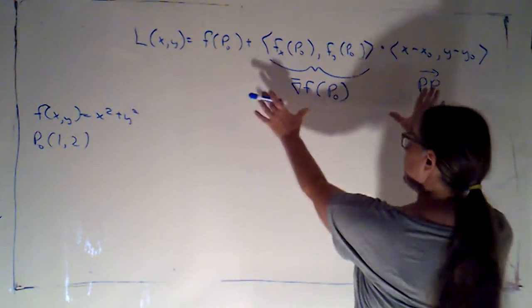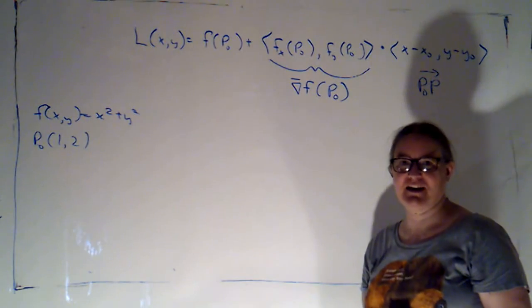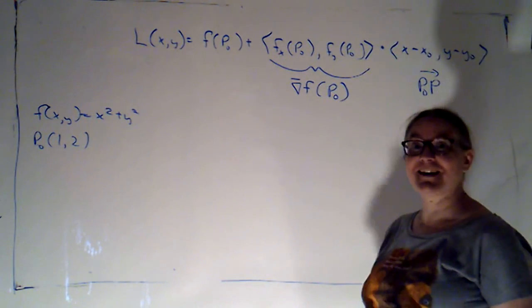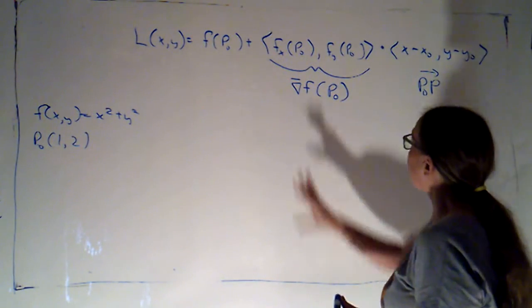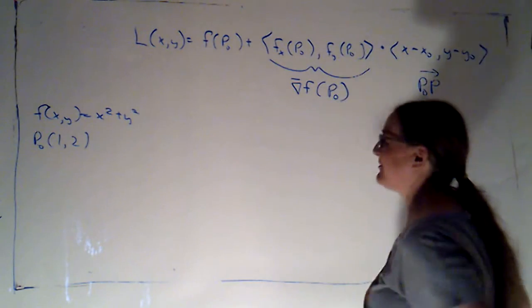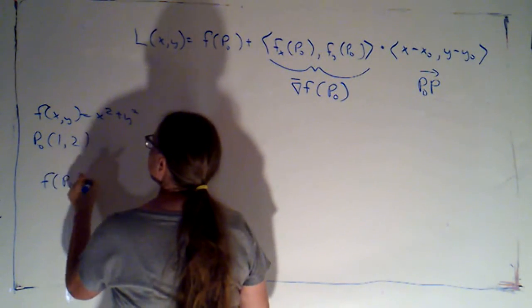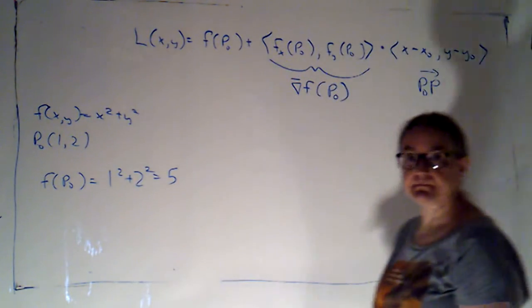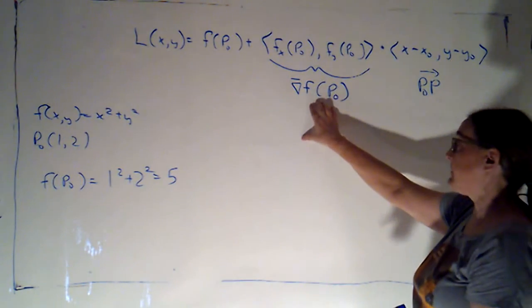So I've kept up on the board our formula for our candidate for the tangent plane. We're going to construct that, and then we're going to establish that it's a good linear approximation. If I wanted to create my candidate for the tangent plane, I'm going to need to know f of p naught. Well, that's just 1 squared plus 2 squared. That's 5. I'm going to need to calculate the gradient of f at p naught.